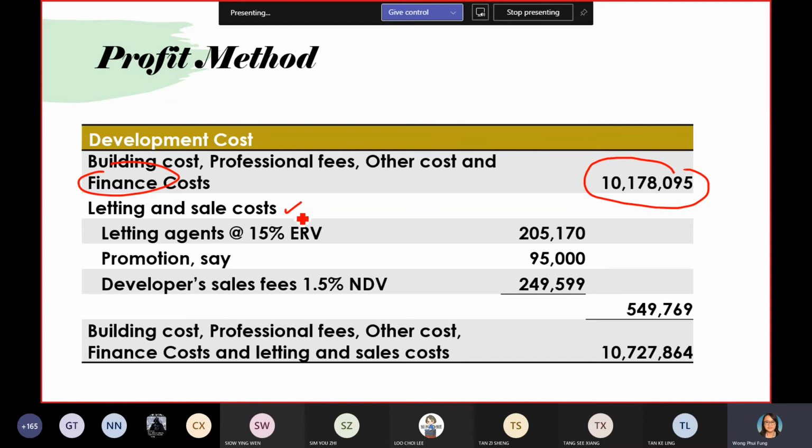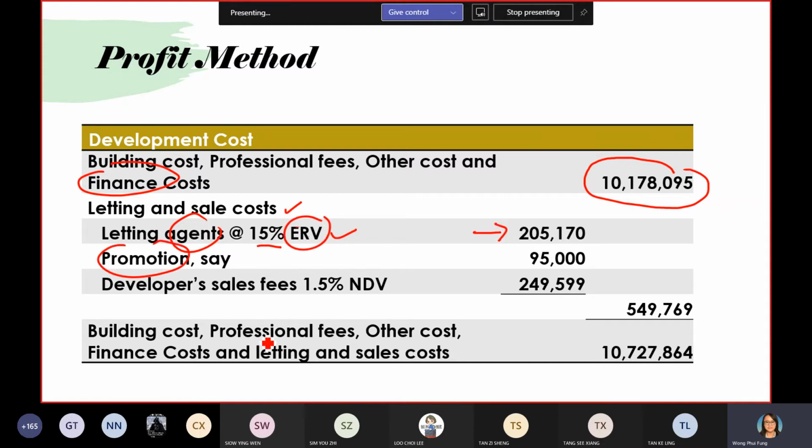Letting and sales fee is because, of course, to promote the development, they need to ask the agent to help to sell the unit, to rent out the unit. Of course, agents do not do things for free. Agents will charge commission, correct or not? So that's why we assume the agent charges 15% based on the ERV, estimated rental value, based on the rental income. Okay, so 15% of ERV. So this is the cost.